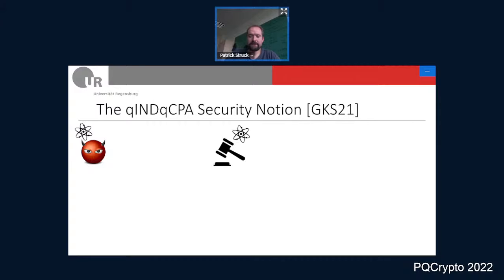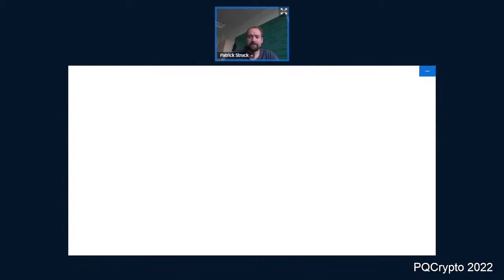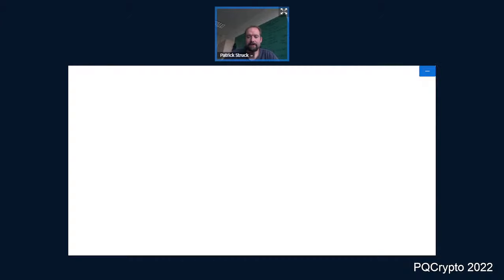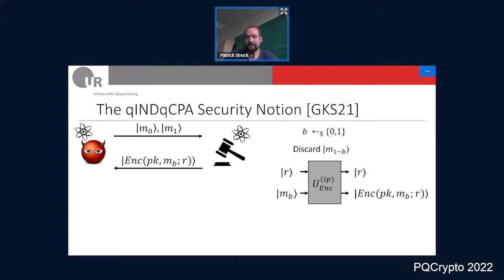So we have our adversary and the challenger. The adversary will send two messages to the challenger. The challenger will flip some bit B at random. Based on this, we'll discard one of the two registers received from the adversary. Then it applies this in-place operator, which takes some randomness to encrypt, chosen by the challenger, and the message register MB, and maps this to the randomness and the encryption, so the ciphertext of this particular message under this randomness. Then the challenger will send back the ciphertext register to the adversary.